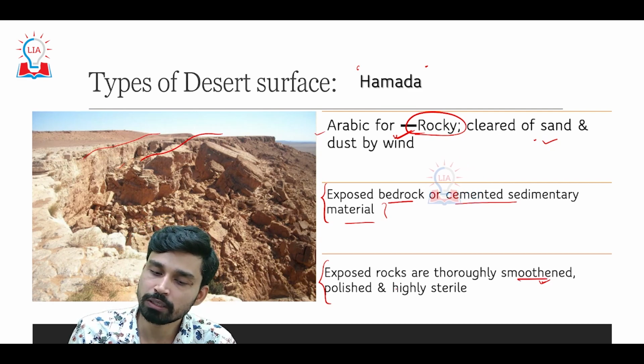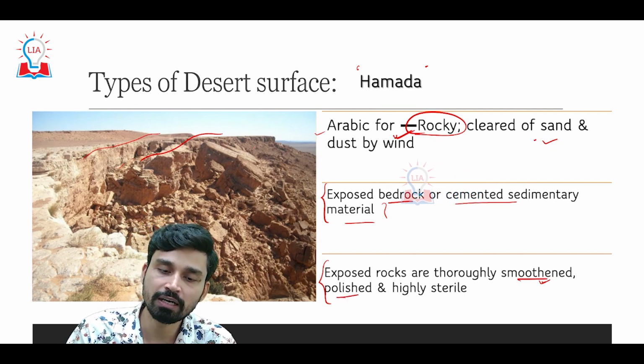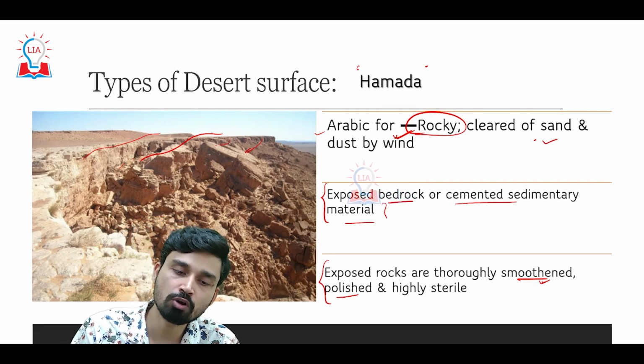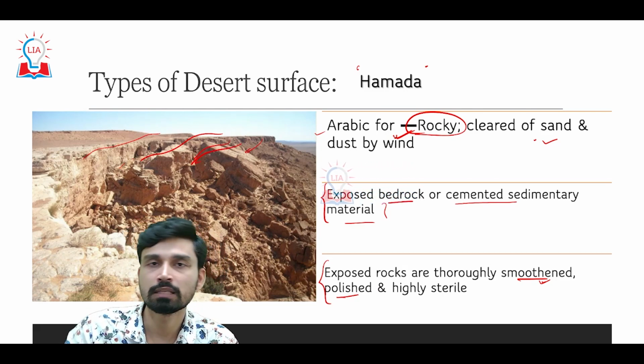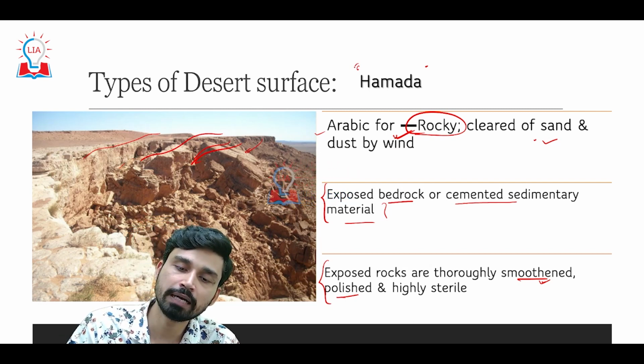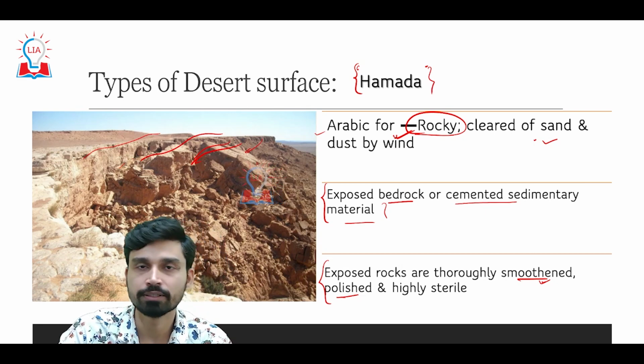Again, why is it smooth and polished? Same reason, because the wind is moving continuously, and as it moves over these rocky surfaces, due to erosion, the surface becomes much smoother, much more polished in nature. So this is the third kind of desert which we call the Hamada desert. So Erg desert, Reg desert, and Hamada desert.